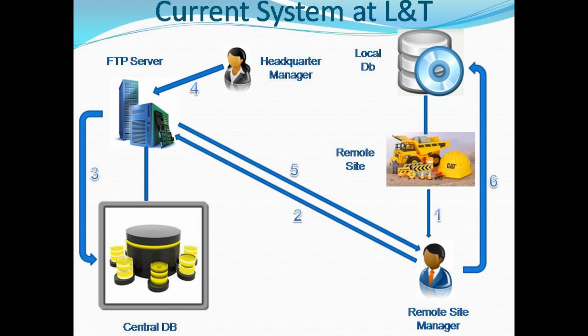This order is saved in the local database at the remote site. All the accumulated orders of the day are transmitted to the FTP server by the remote site manager. An automated process updates the main database with the new order request. The regional office manager checks for pending order requests and either approves or forwards the order to the headquarter manager for approval. A record for the order is left on the FTP server.